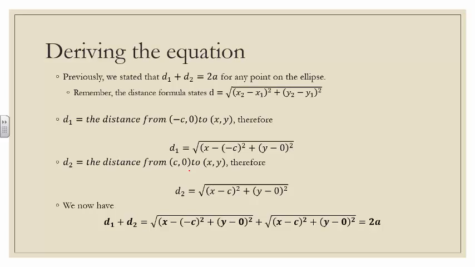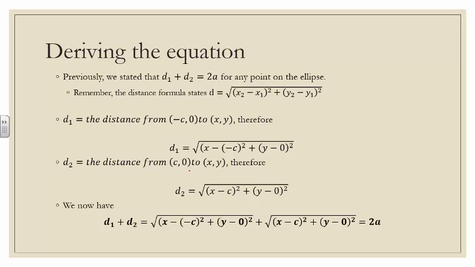Recalling that the distance formula states d equals the square root of the second x minus the first x squared plus the second y minus the first y squared. Therefore, the distance from the focus point to the arbitrary point x, y will be the square root of x minus -c squared plus y minus 0 squared. The distance from the second focus point to that arbitrary point is the square root of x minus c squared plus y minus 0 squared.